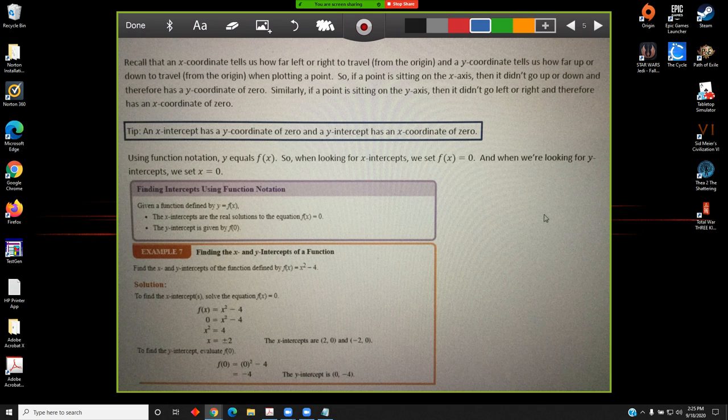Topic of this video is determining x and y intercepts of a function defined by an equation. Let's read and learn together.